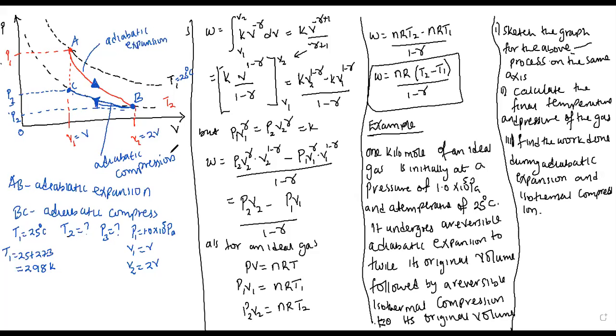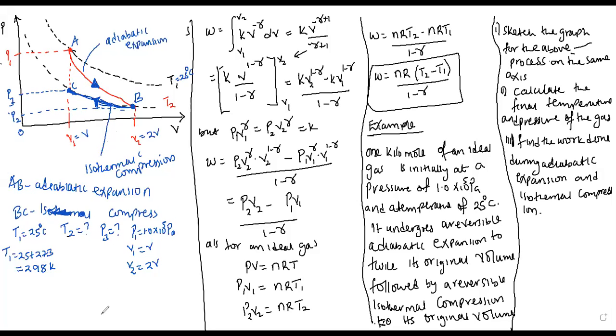Sorry, this was not an adiabatic compression. It was an isothermal compression. Because it is occurring at a constant temperature. This is isothermal compression. It is occurring at a constant temperature, which is T2. This one was an adiabatic expansion.